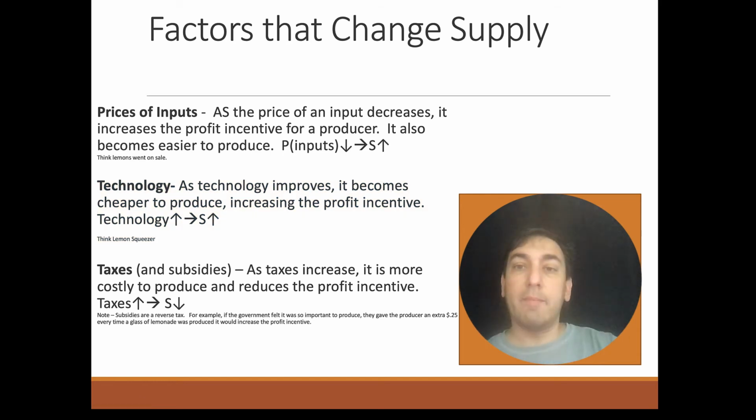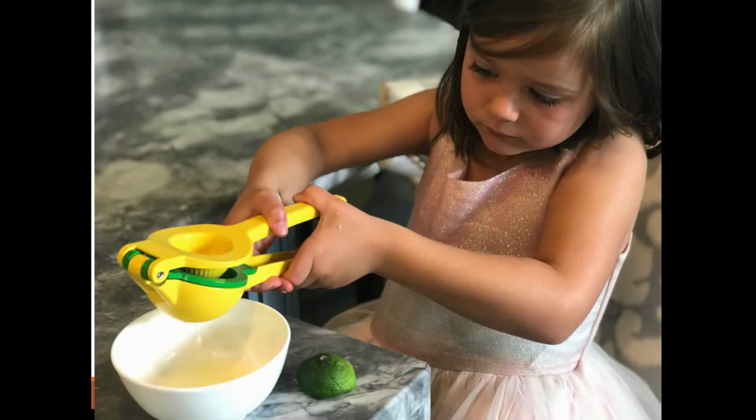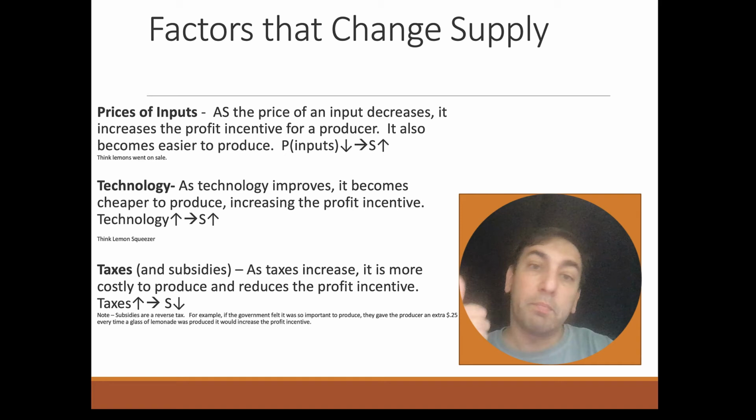Think of that little lemon squeezer. My daughter is young, and the amount of juice she can get out of a lemon with her hands is pretty small. But if I bought her a lemon squeezer, you put the lemon in, it's a vise, and you squeeze it and you can get more juice out of it. As technology improves, supply improves.